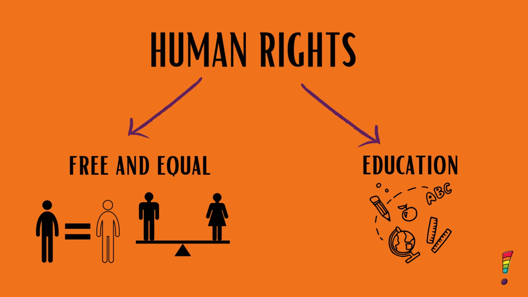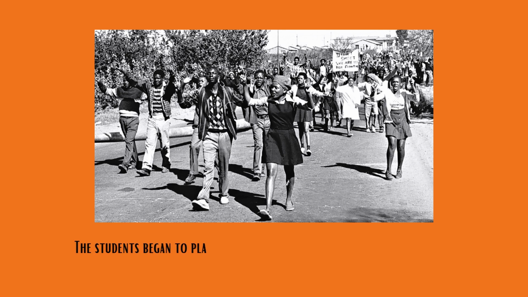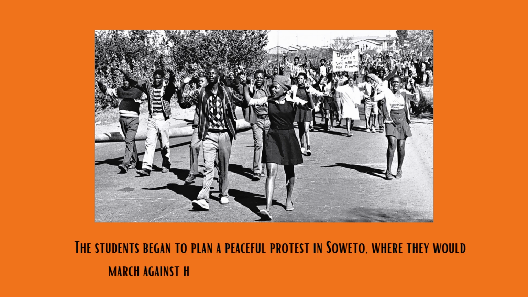As you can see, these two human rights were being violated: the right to be treated free and equal, and the right to have access to as high an education as you wish. The students began to plan a peaceful protest in Soweto, where they would march against having to learn half their subjects in Afrikaans.